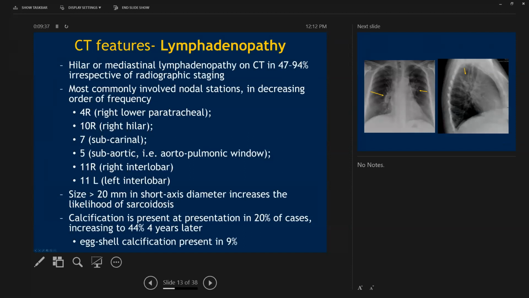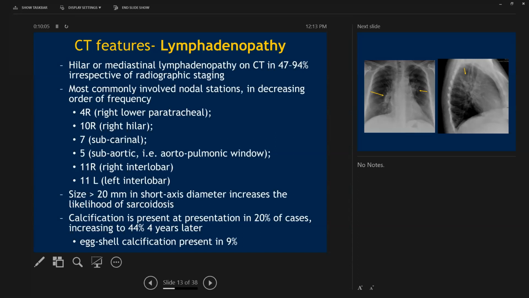Now, there are other instances of fibrotic lung disease or connective tissue diseases where patients can present with pulmonary parenchymal findings where you can see enlarged lymph nodes. But if the lymph nodes have this characteristic distribution and tend to be more than 20 millimeters in short axis, then our assessment that this is sarcoid increases.